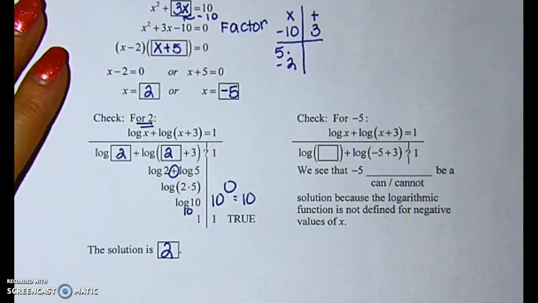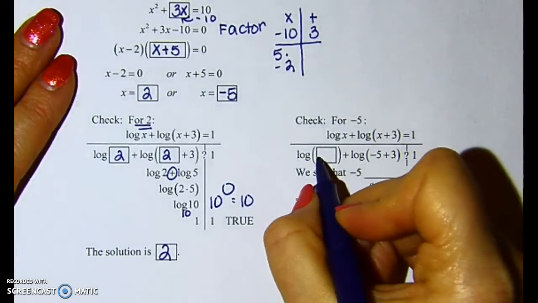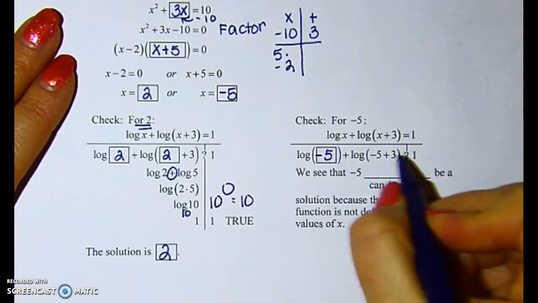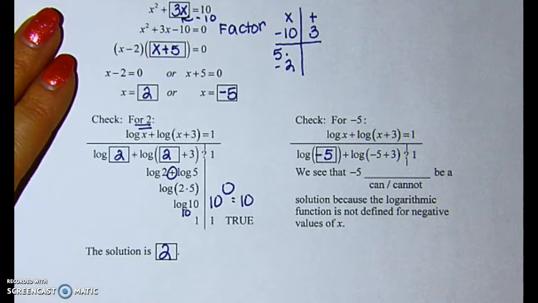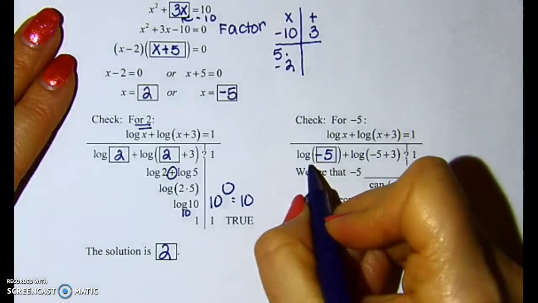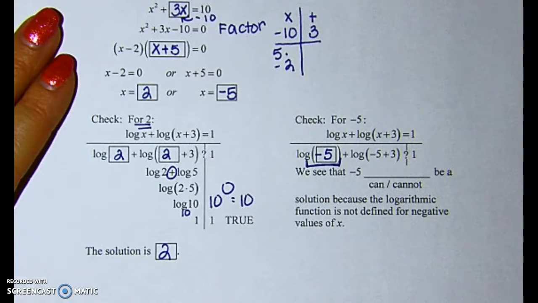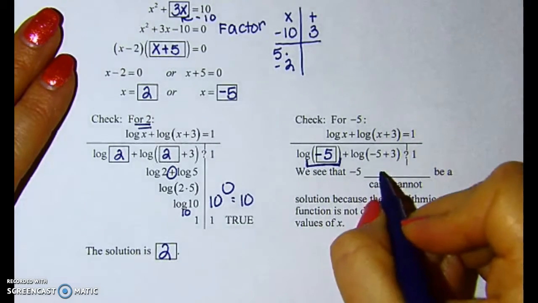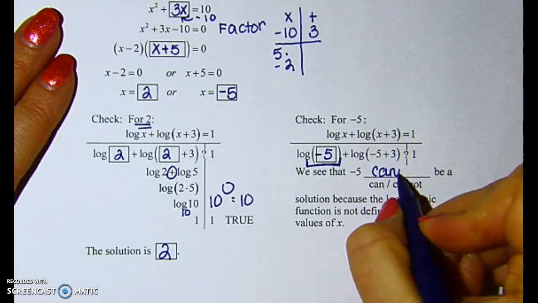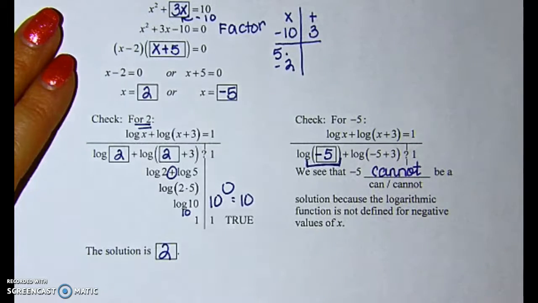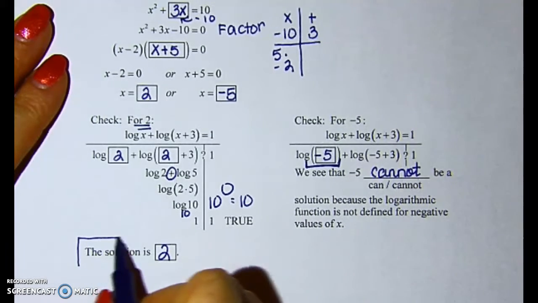Let's try for negative 5. So log of negative 5 plus log of negative 5 plus 3. Oh dear, we have a problem. We can't find log of negative 5 because it's not in the domain. So negative 5 cannot be a solution because it's not in the domain. So our only option is 2.